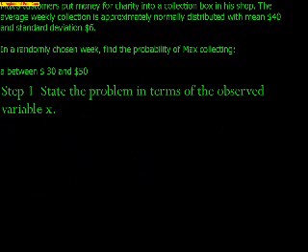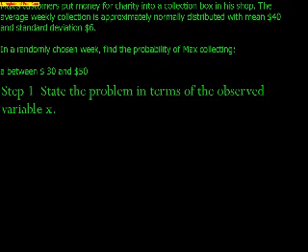So let's work a problem using the calculator. It said Max's customers put money for charity into a collection box in his shop. The average weekly collection is approximately normally distributed, with a mean of $40 and a standard deviation of $6. And then it says in a randomly chosen week, find the probability of Max collecting between $30 and $50.